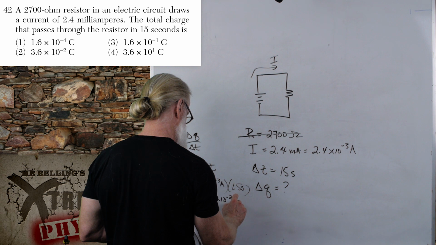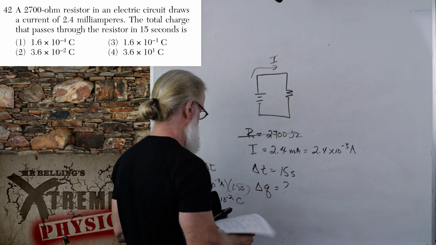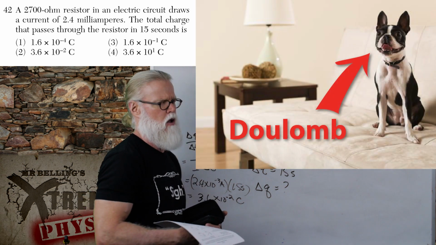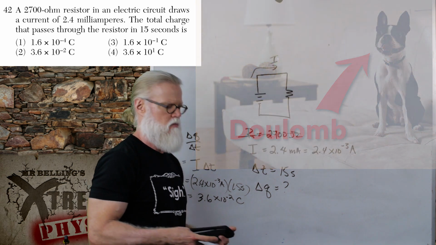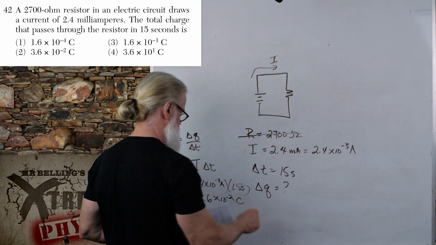3.6 times 10 to the minus 2 coulombs. All right, I guess that's choice 2.